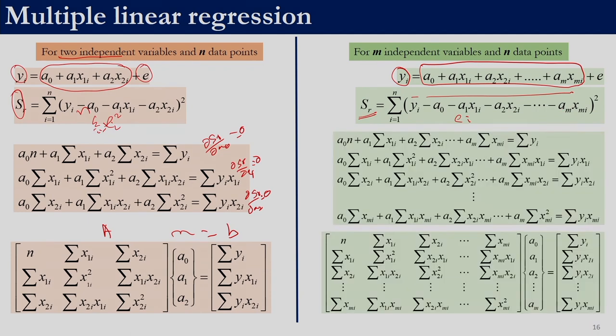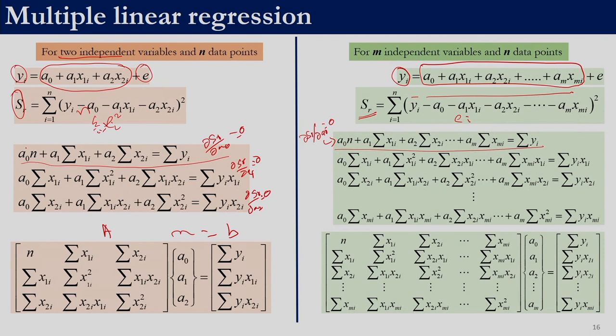If we do that, for example with respect to a0, this equation corresponds to dou SR by dou a0 equal to 0. It will be a0 into N plus a1 summation of x1i plus a2 summation of x2i, all the way up to am summation of xmi, equal to sigma yi. So you can see the analogy between this equation and this equation.